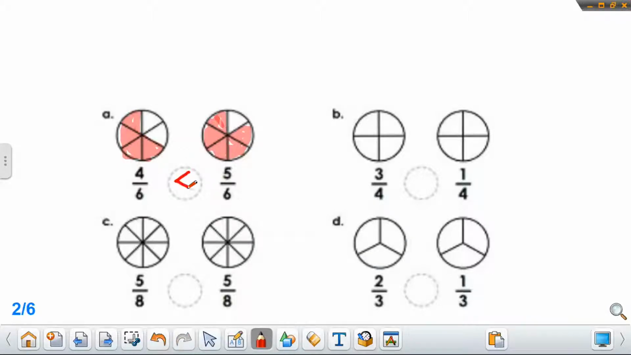We talked about it before. Now 3 out of 4 and 1 out of 4. We need to shade 3 pieces, and here just 1, so of course this is bigger. 5 out of 8 and 5 out of 8, it's obvious they are the same, so they are equal. 2 out of 3, so we need to shade 2 parts, and here 1 out of 3, so we need to shade 1 part, like that.